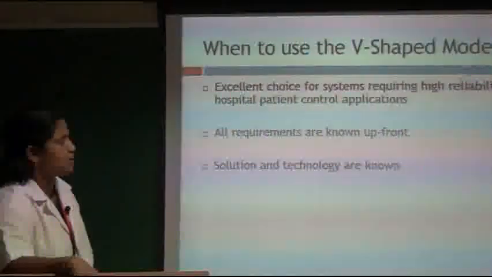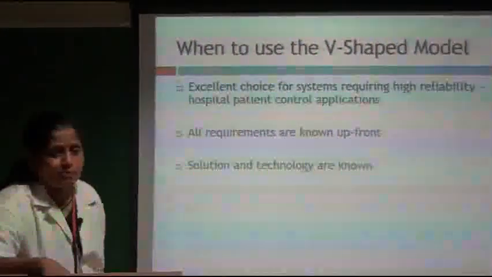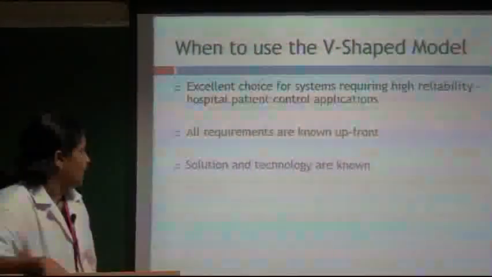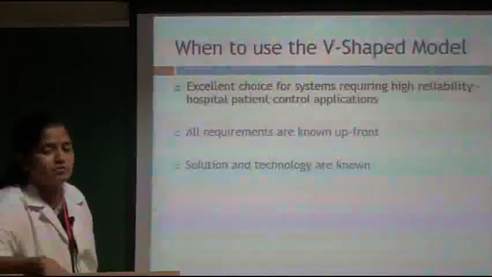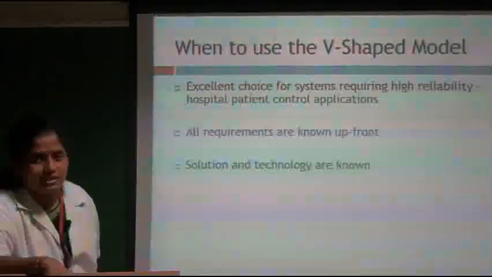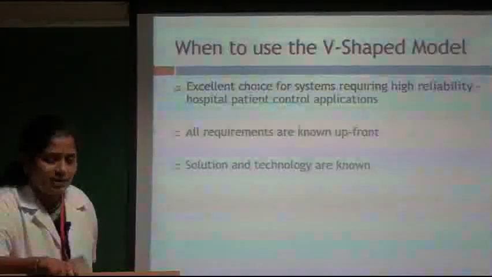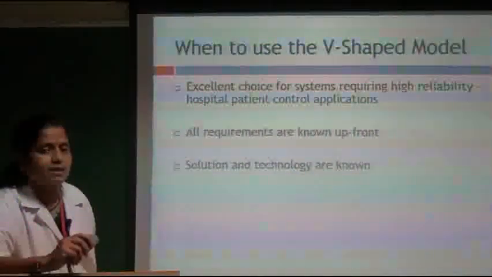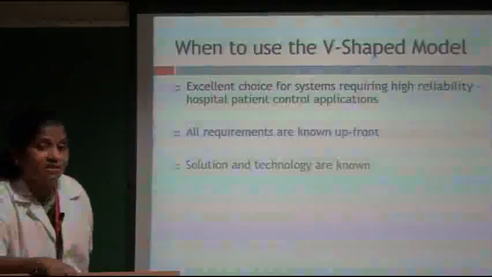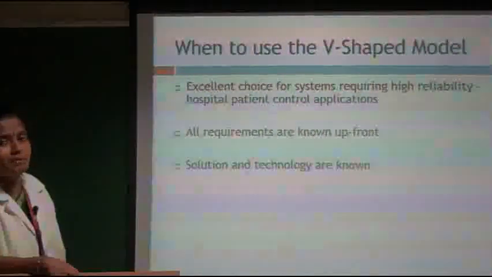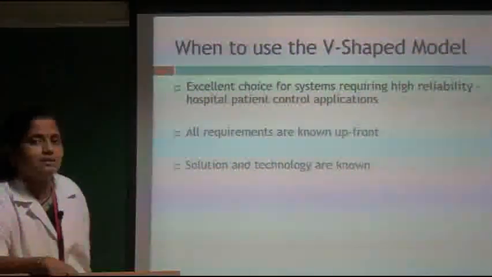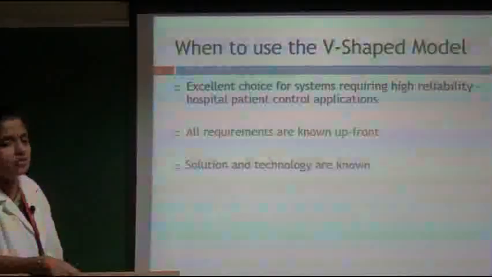All the requirements are known upfront. So before starting the project, all the requirements should be clearly defined and known upfront. And the solution and technology are known. We should know what kind of technology we are going to follow, and how we are going to yield the solutions. If we know everything already before starting the project, this model is the best model, because it mainly focuses on verification and validation. Once you develop any project with the help of this model, it is rigid and robust. It will work year to year.